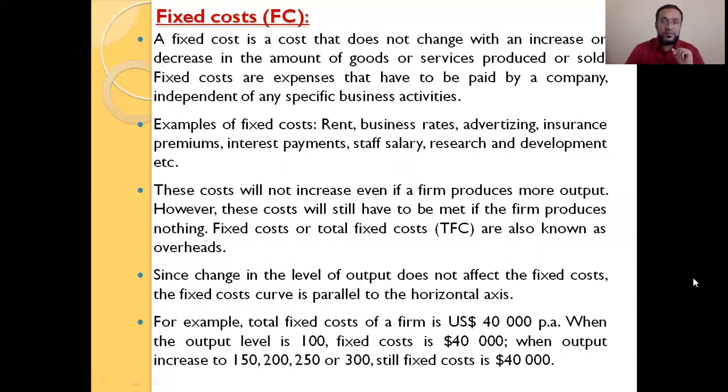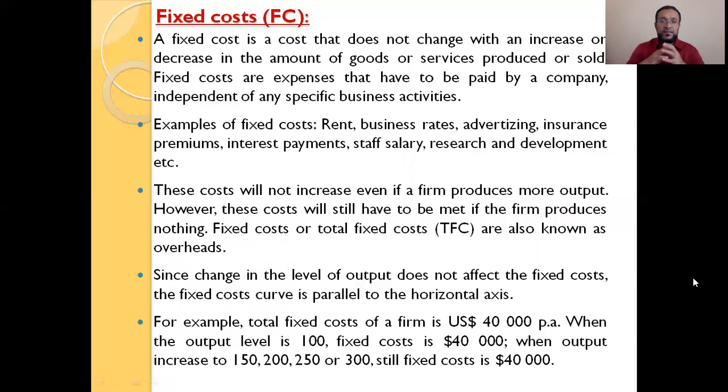Okay, some examples of fixed costs are mentioned here: rent, business rates, advertising, insurance premiums, interest payments, staff salary, research and development, etc. So these are the fixed costs. Whatever the output level is, even if there is no production at all, the business has to meet this cost. These costs will not increase even if a farm produces more output. That means if the farm increases the output level, this cost will not increase. However, this cost will still have to be met if the farm produces nothing. Fixed cost or total fixed cost is also known as overheads.